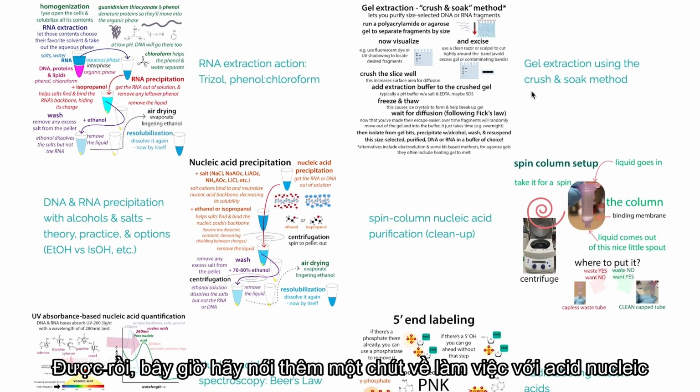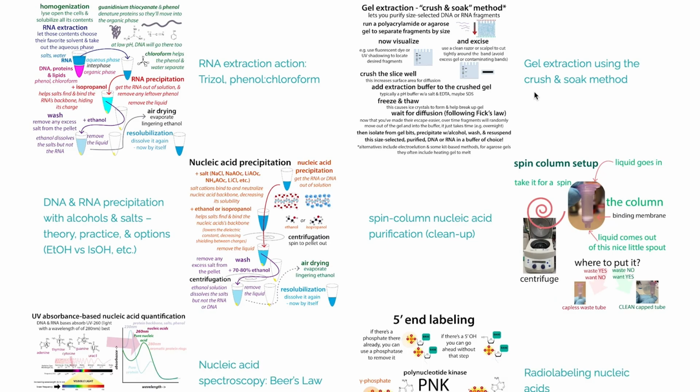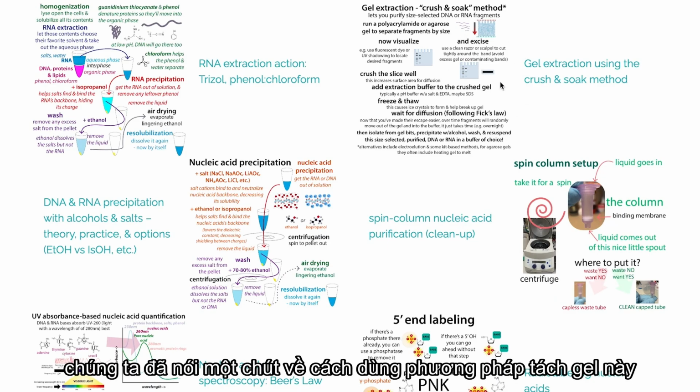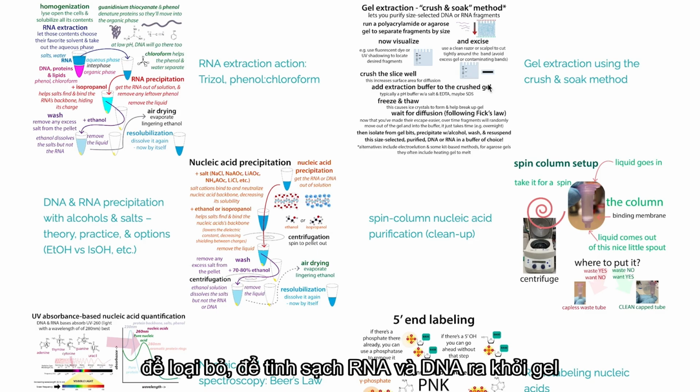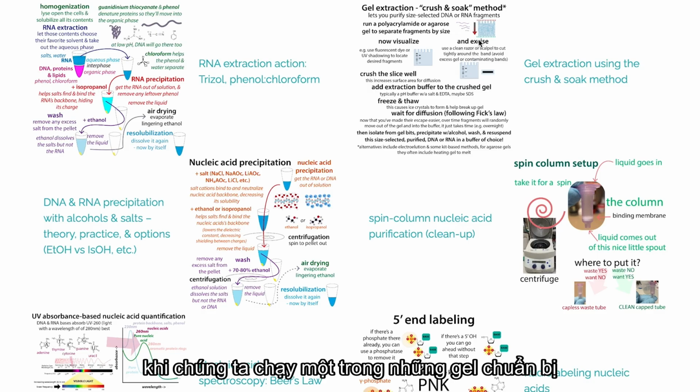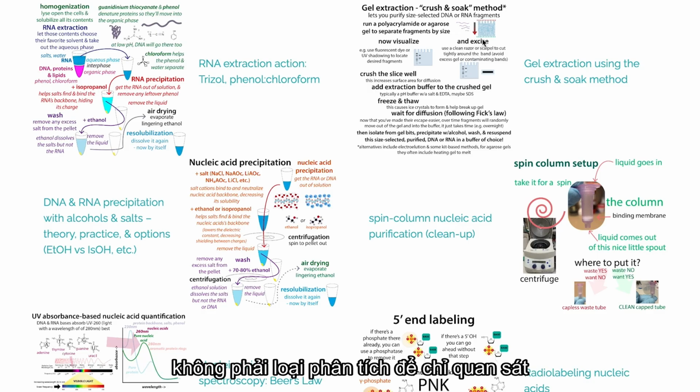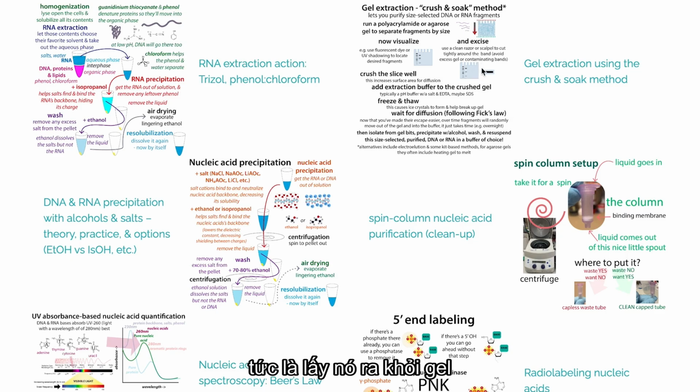Okay, now let's talk a little bit more about working with nucleic acids. So we already talked a little about how we can use this gel extraction method to purify RNA and DNA out of gels, so when we're running one of those preparative gels. So not the analytical where we're just getting a look, but an actual preparative one. So we load a lot of sample and we're trying to actually purify it out. So instead of running just a tiny bit of our total sample just so we can see it, we're running all of our sample. And then we're cutting it out and extracting it out, so getting it out of the gel.